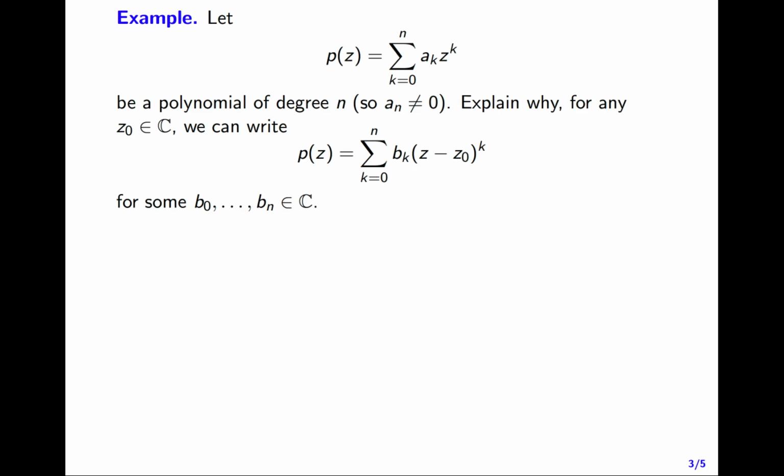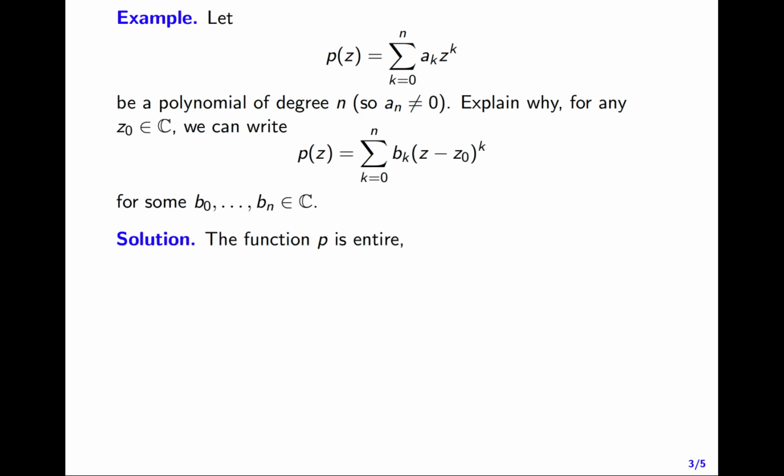If you give me a point z0 in the complex plane, I can rewrite p in the following form. p of z will be the sum from k equals 0 to n, again, but now of some coefficients b_k times z minus z0 raised to the power k, where these coefficients b_0 up through b_n are complex numbers that may not have anything to do with the a's. So how can we go between these two representations of a polynomial? One centered at 0, the other centered at an arbitrary point, z0.